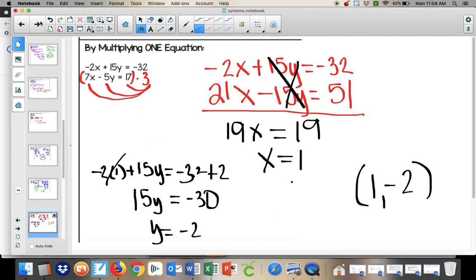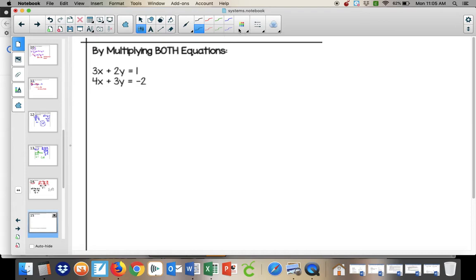And now I'm going to show you where you eliminate by multiplying both equations. So 3, 4. The smallest number that the two of them can go into is 12. So I could multiply the top by 4, the bottom by 3. I'd have to make one of them negative, though. So we could do that. Or I look at my y's, 2 and 3. Smallest number that they go into is 6. So I think I'm going to eliminate my y's.